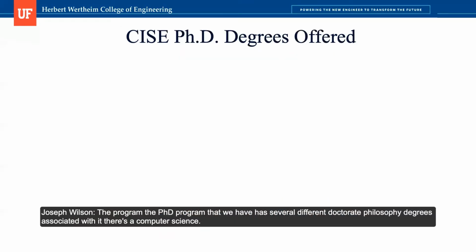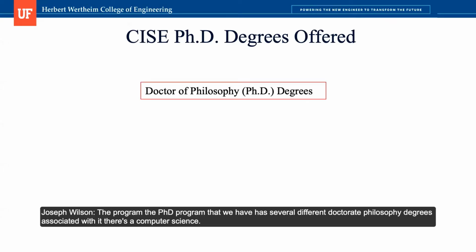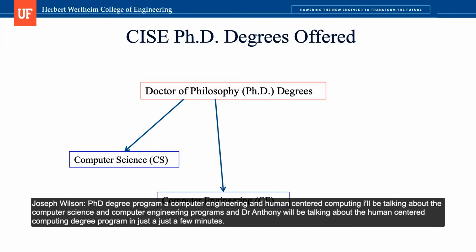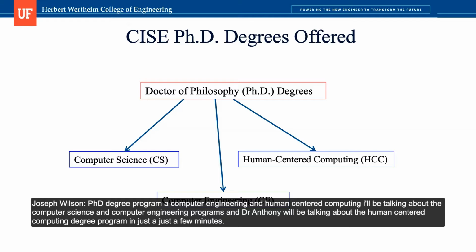The PhD program that we have has several different Doctor of Philosophy degrees associated with it. There's a computer science PhD degree program, a computer engineering, and a human-centered computing. I'll be talking about the computer science and computer engineering programs, and Dr. Anthony will be talking about the human-centered computing degree program in just a few minutes.